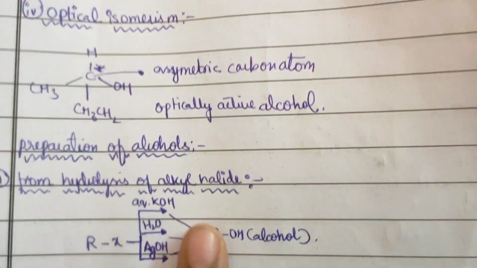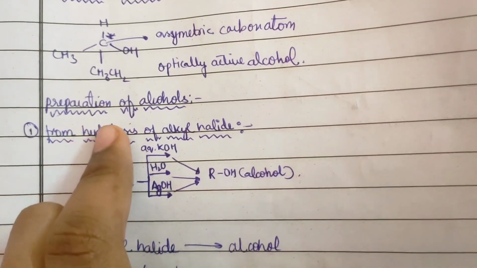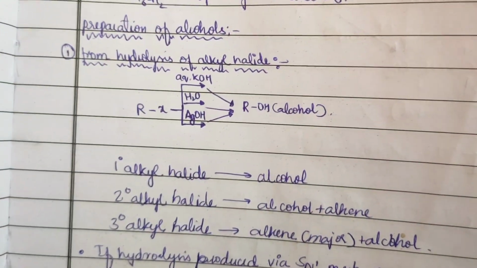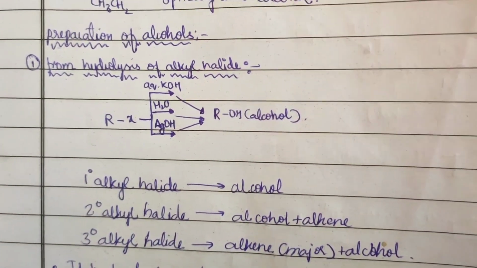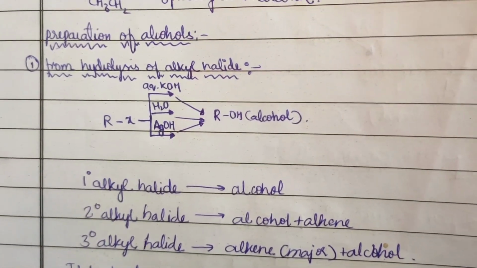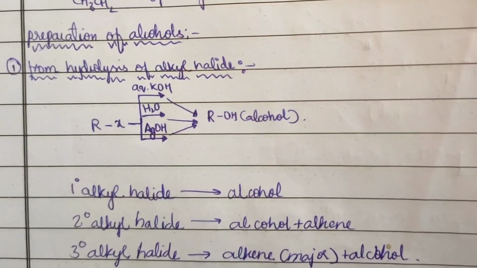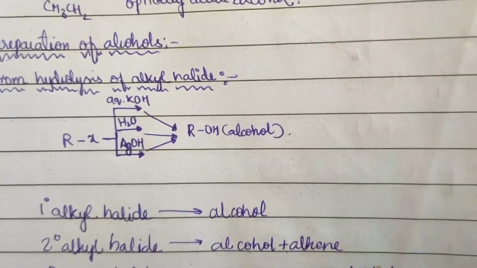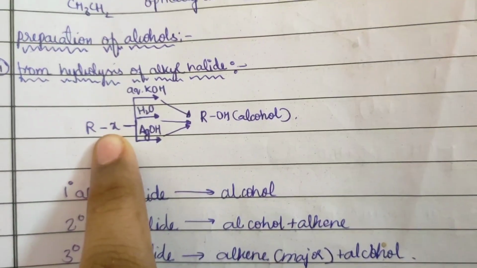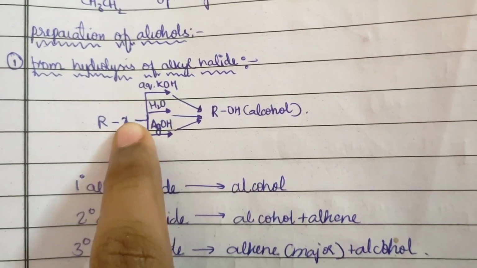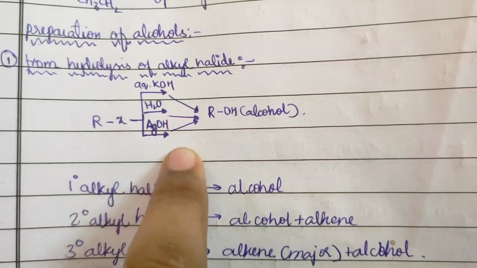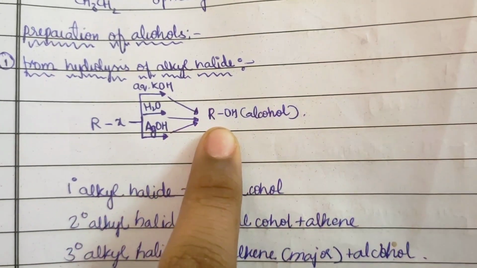Now preparation of alcohols. The first method of preparing alcohol is from hydrolysis of alkyl halide. Here you can see alkyl halide. When it is mixed with aqueous KOH or H2O or AgOH, it gives ROH, that is alcohol.